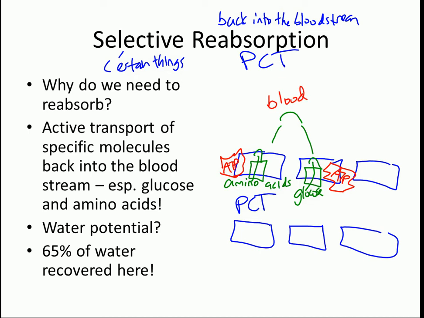So by doing this, we're able to remove almost all glucose and almost all amino acids from the filtrate. You generally don't find glucose or amino acids in your urine. If you do, it's because you're sick. So, but then the question is, what does it do to water?